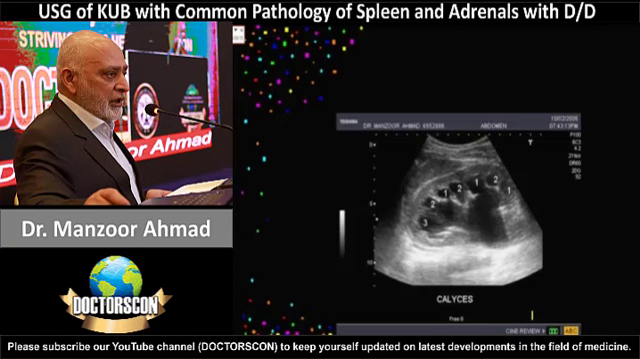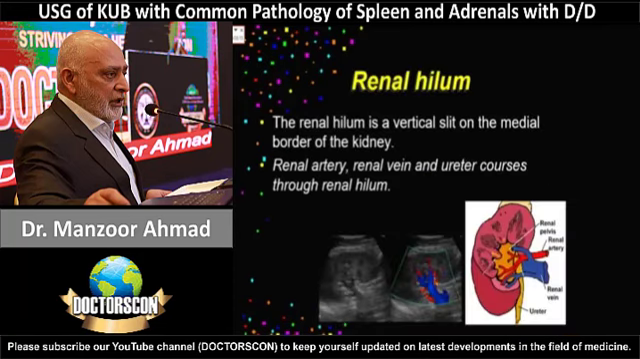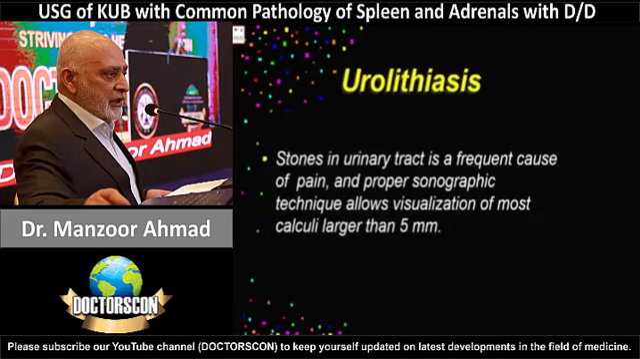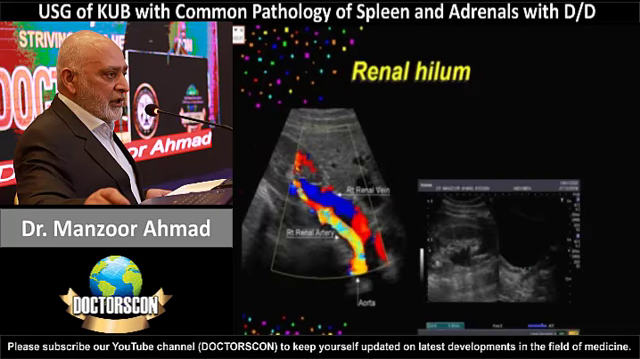The renal hilum is the vertical slit on the medial aspect of the kidney, and the artery, the vein and the ureter course through this renal hilum, into or out of the kidney. On the Doppler you can see here the renal vein and renal artery, and the ureter is normally not visible routinely. It is visible only when there is distal obstruction and it gets dilated. We can see the ureter exiting from the medial aspect of the kidney.